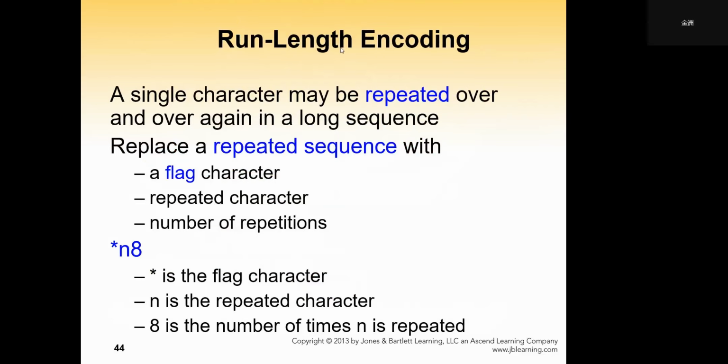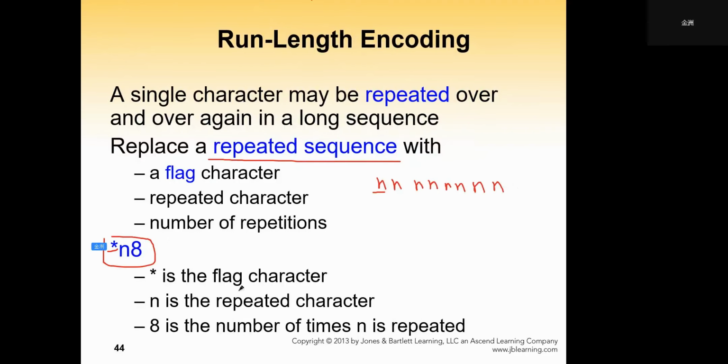Run length is used in situations different from keyword encoding, which applies to daily paragraphs or articles. It is more frequently used in, for example, DNA sequences. We replace a repeated sequence. If we have a string where the same character, like n, is repeated, we can use a different kind of representation.